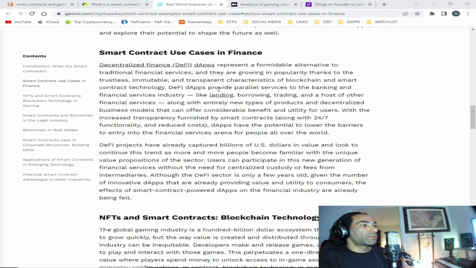DeFi dApps provide parallel services to the banking and financial services industry, like lending, borrowing, trading, and a host of other financial services, along with entirely new types of products and decentralized business models that can offer considerable benefit and utility for users. With the increased transparency furnished by smart contracts, along with 24/7 functionality and reduced costs, dApps have the potential to lower the barriers to entry into the financial services arena for people all over the world.